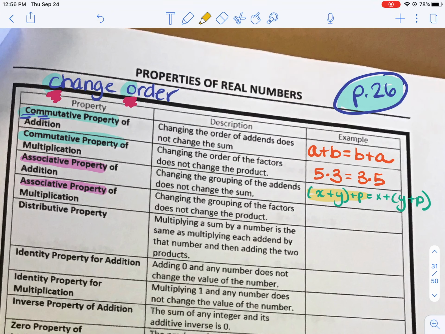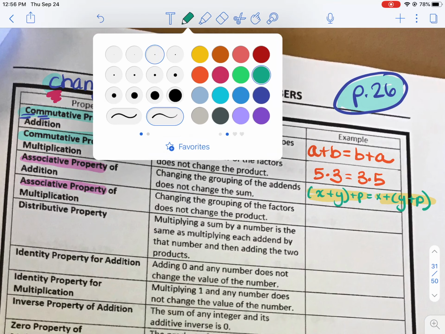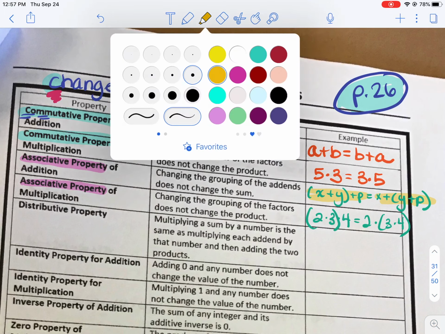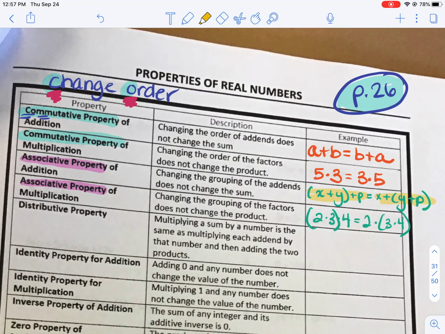This here and this here are the same. The only thing that changed is where we put parentheses. For multiplication, we can do the same thing. I could say 2 times 3 times 4, and I could put parentheses around 2 times 3, or I could do 2 times (3 times 4). Right?